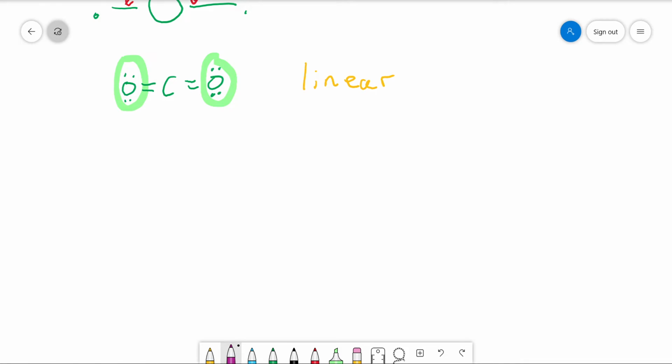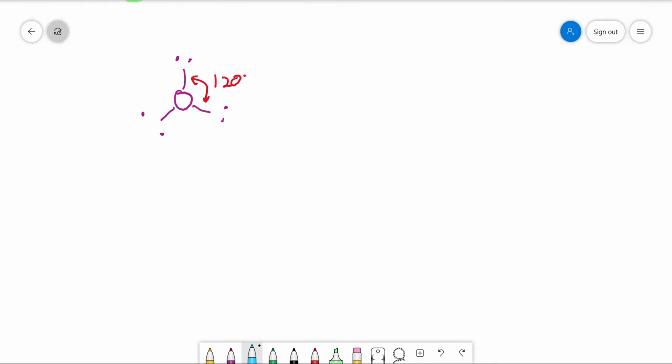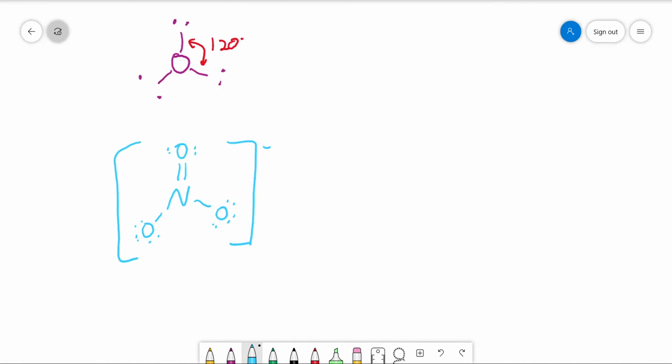Now, if we put three things on the central atom, what's the furthest they can get from each other? Let's just do three lone pairs here, just so we can see what it looks like. That bond angle is 120 degrees, okay? And if we have something like nitrate, the nitrate ion, and here's nitrate. Now notice it doesn't matter if I have a single bond or a double bond. And because this is a charged species, we have to put brackets around it and indicate that charge.